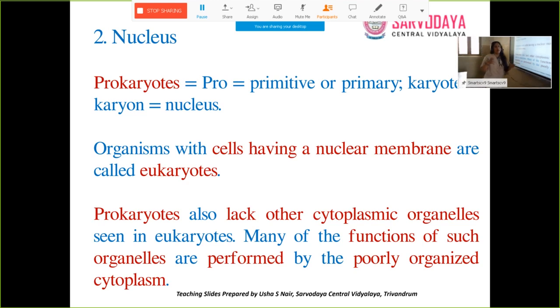On the whole, prokaryotes and eukaryotes are different. Prokaryotes lack nuclear membrane, while the other ones have nuclear membrane. And prokaryotes also lack cytoplasmic organelles, but they are seen in eukaryotes. So when we ask what are prokaryotes, or define eukaryotes, you should know, and the differences between prokaryotes and eukaryotes. This is what we normally ask as questions here.